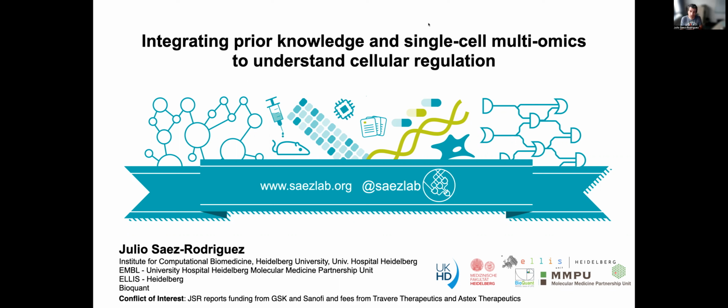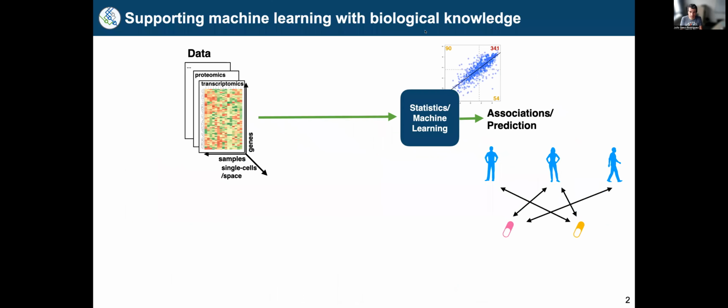With that out of the way, I'd like today to present some of our work where we try to combine biological prior knowledge with multi-omics data, in particular single-cell multi-omic data, to understand cellular regulation, in particular in the context of human disease. The question that many of you are also working on is how we can analyze large multi-omic data sets like proteomic, transcriptomic, and so forth.